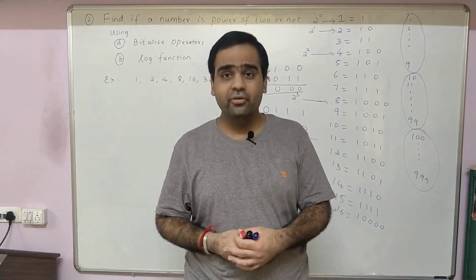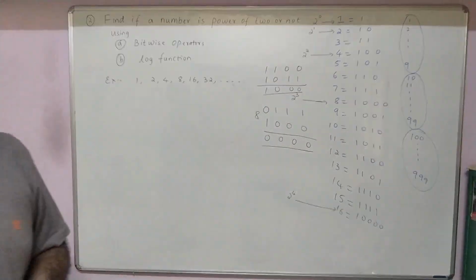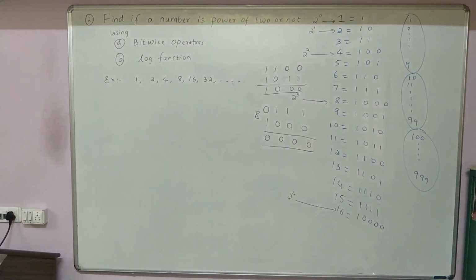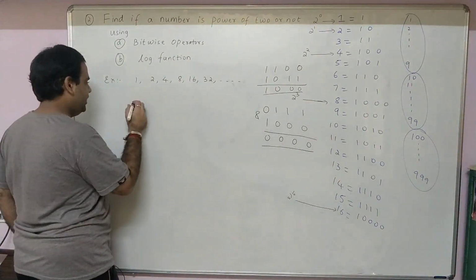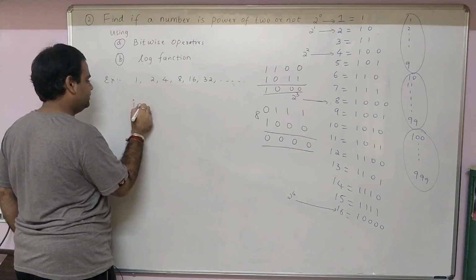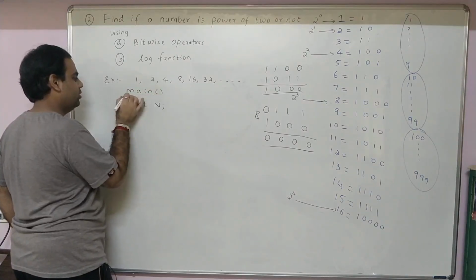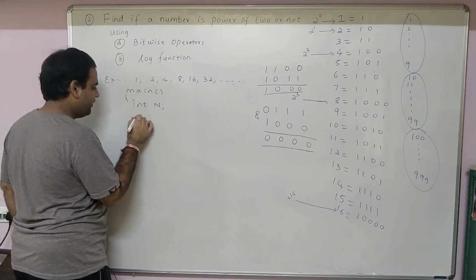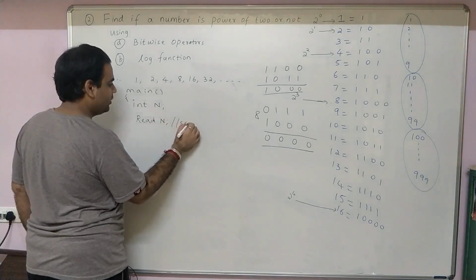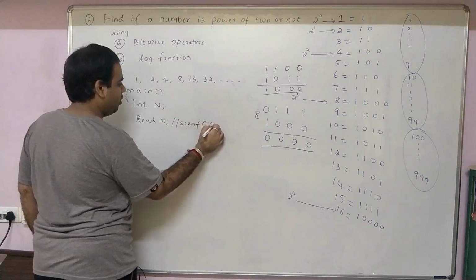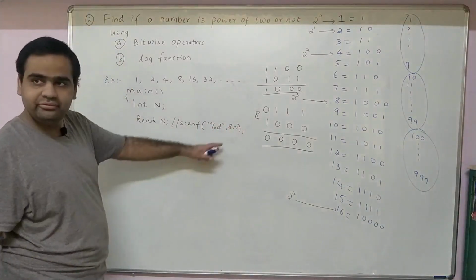I want you to pause the video and try the code yourself. Now how do we write it? I am just writing the logic. We say int n. This is main, hash include and all, you may write it. You read the value of n. What do I mean by read the value of n? You cannot write such things; you have to write the scanf statement. From now on, whenever I write read n, it means you have to write the appropriate scanf statement.